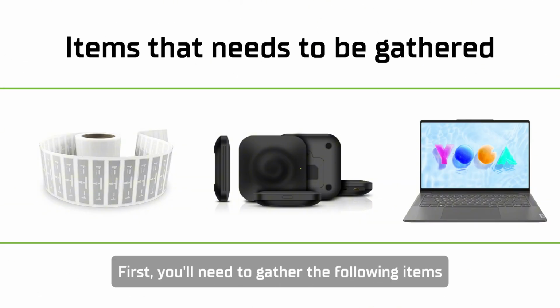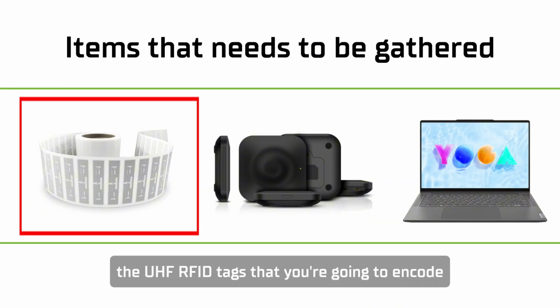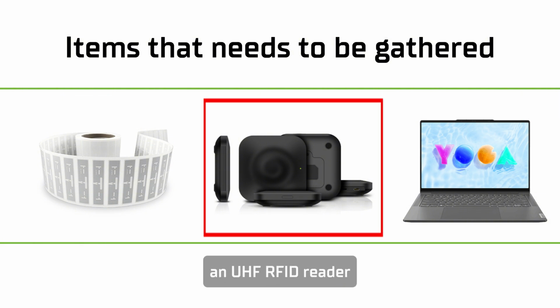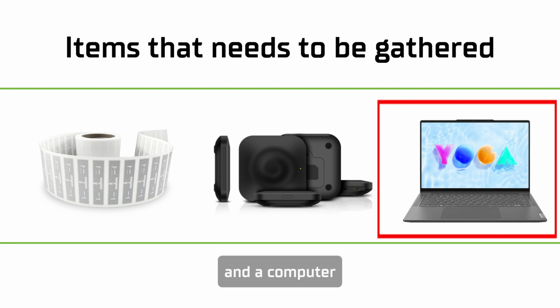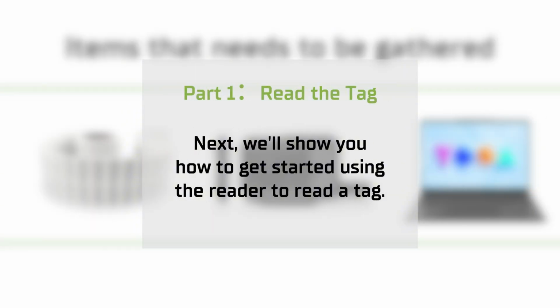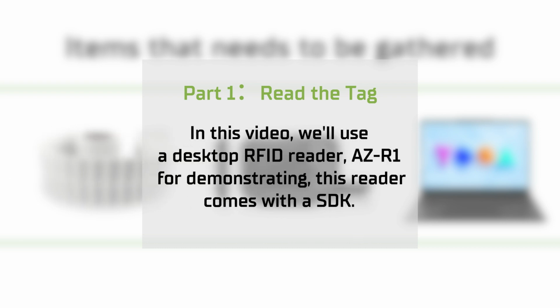First, you'll need to gather the following items: the UHF RFID tags that you're going to encode, a UHF RFID reader, and a computer. Next, we'll show you how to get started using the reader to read a tag. In this video, we'll use a desktop RFID reader, AZR1, for demonstrating. This reader comes with a SDK.